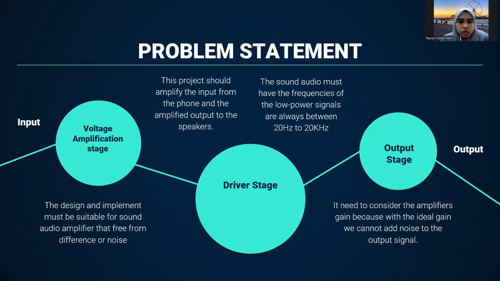For the voltage amplification stage, we can see that the design and implementation must be suitable for a sound amplifier that is free from different noise. Furthermore, this project should amplify the input from the phone and send the amplified output to the speakers. Besides, the sound audio must have the frequency of the low power signal always between 20 Hz and 20 kHz. Lastly, it needs to consider the amplifier gain, because with the ideal gain, we cannot add noise to the output signal.